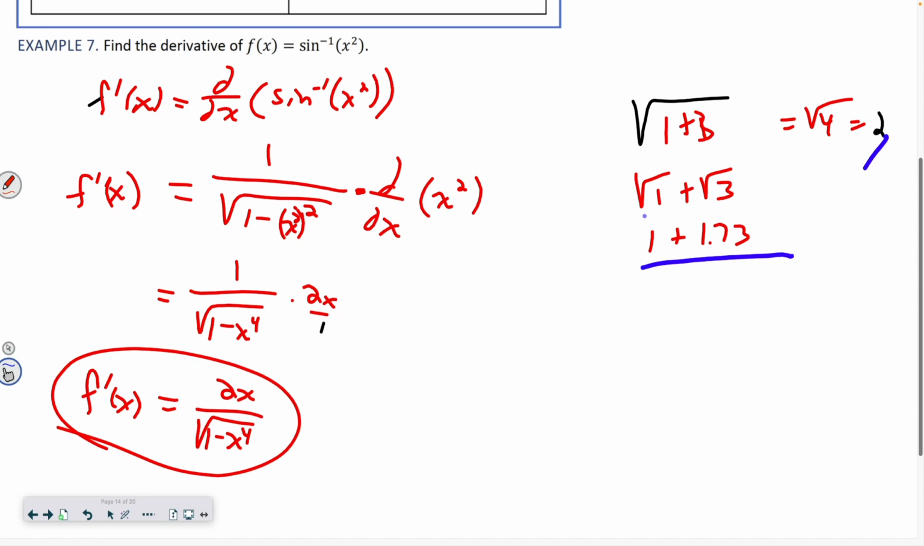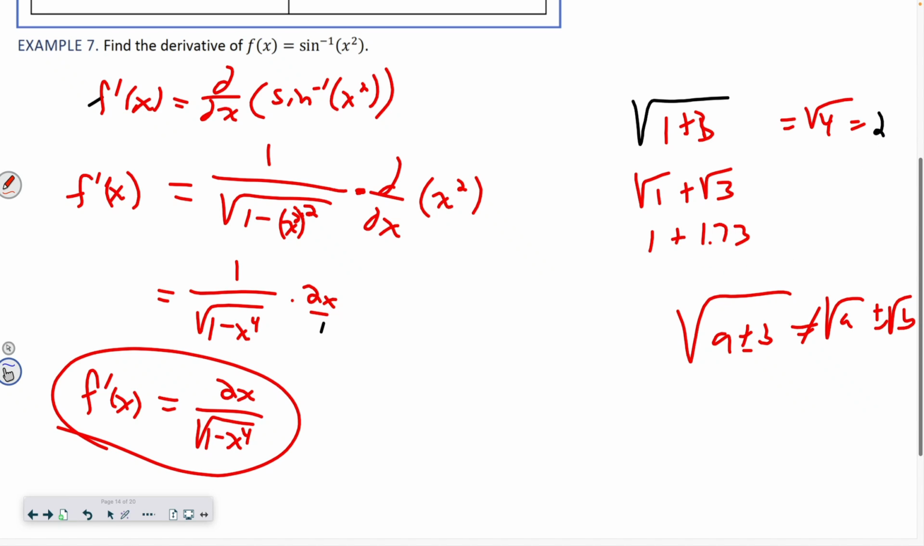No. The point being that the square root of a plus or minus b is not the same as the square root of a plus or minus the square root of b. You cannot take the square root across addition and subtraction of individual pieces. Therefore, you can't say it's the square root of 1 and the square root of x to the fourth separately and say, oh, therefore that's x squared.